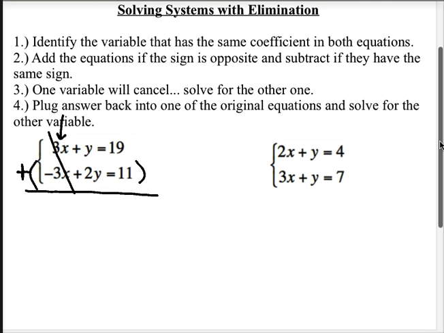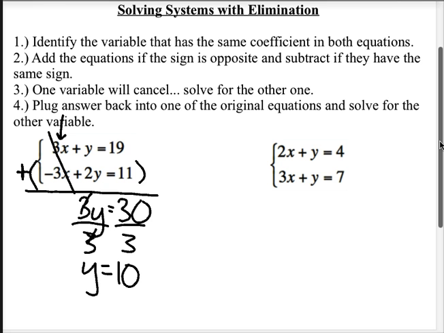So it's a pretty awesome method because now that that's gone, look at how easy the rest of the problem is. y plus 2y is 3y. 19 plus 11 is 30. Just divide by 3, and my y equals 10. So that's the power of elimination, is you can get rid of one of your variables right away as long as it has the same coefficient in both equations.